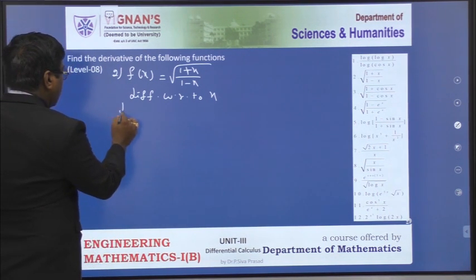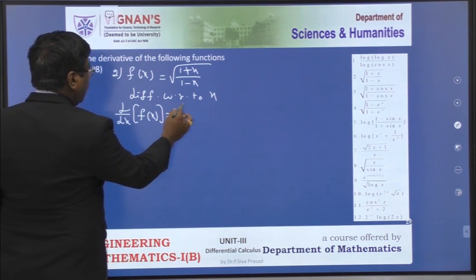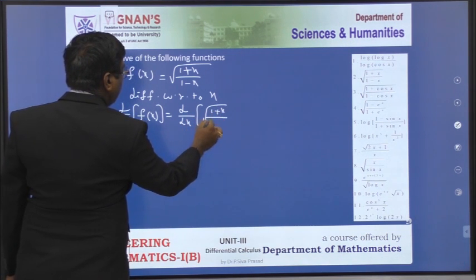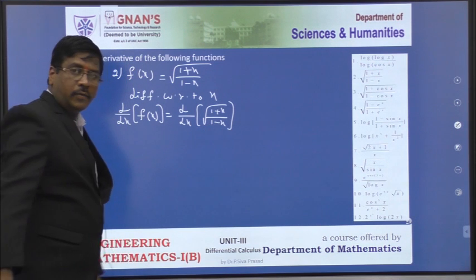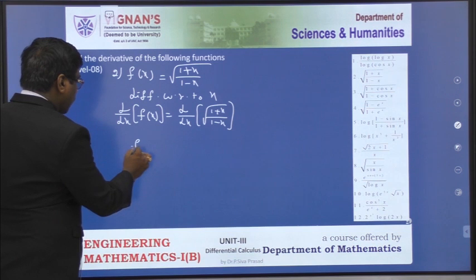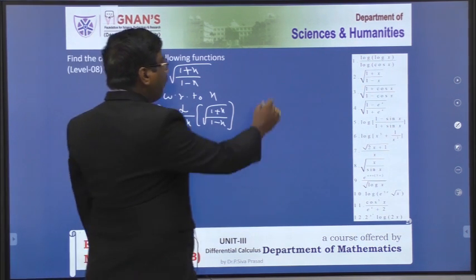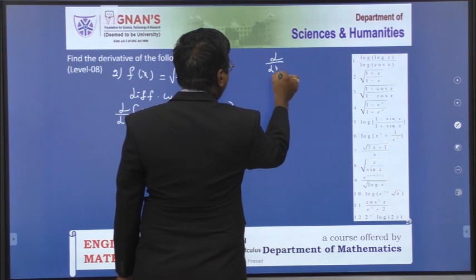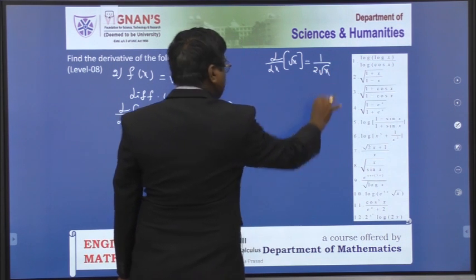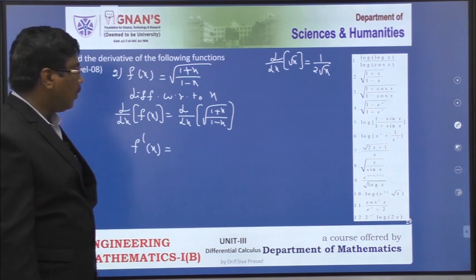Therefore d by dx of f of x is equal to d by dx of root of (1 plus x) by (1 minus x). Now d by dx of f of x means, how can you write? f dash of x. Then the derivative of root x, which occurs repeatedly, d by dx of root x is equal to 1 by 2 root x.